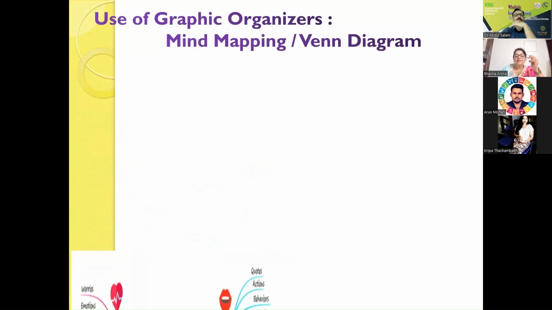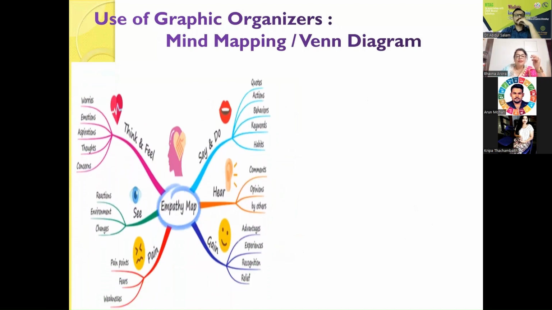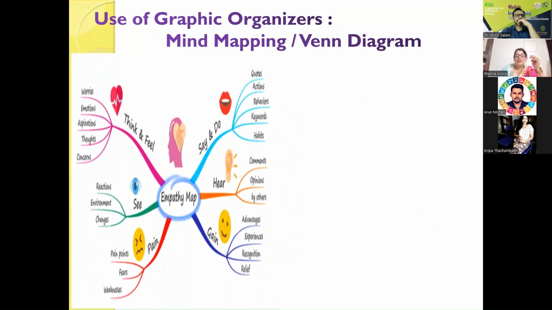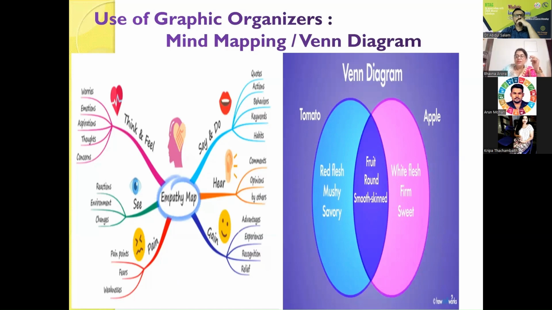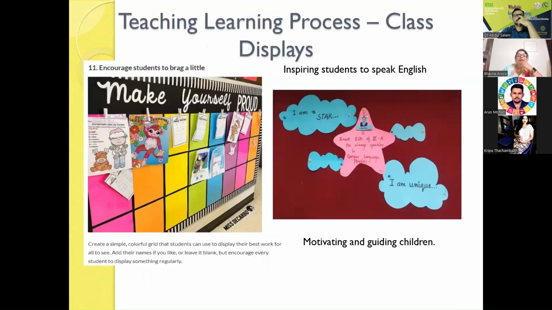Mind mapping and Venn diagram. It is very important for children to learn these graphic organizers and use them so that they can retain the information for a longer time and keep maximum information in their minds. Now the other one, for the tactile learners or maybe for the visual learners, is class displays. Encourage students to brag a little, make yourself proud. Create a simple, colorful grid that students can use to display their best work for all to see. Add their names if you like, or leave it blank, but encourage every student to display something regularly there. This is a wonderful idea, just to brag a little.